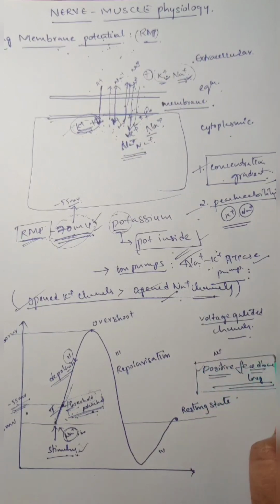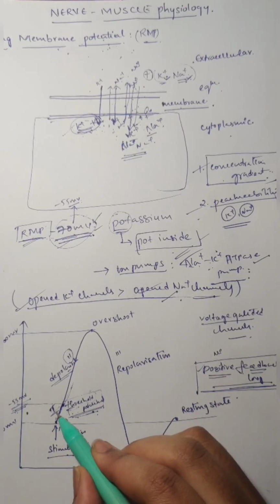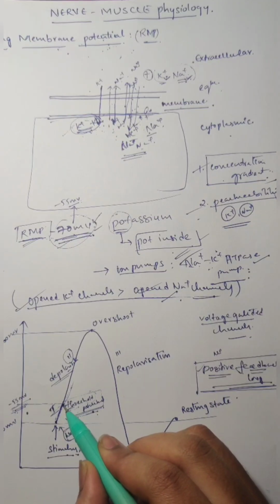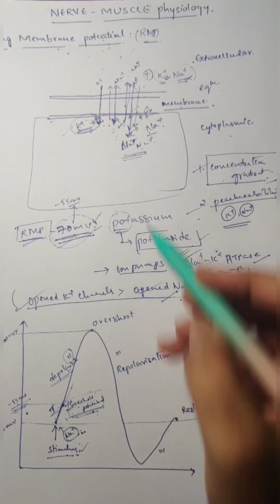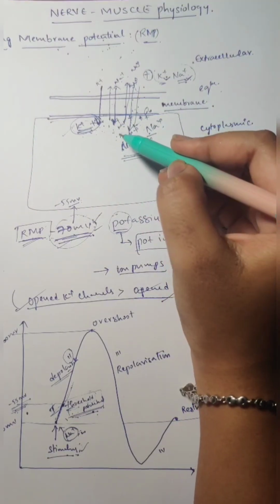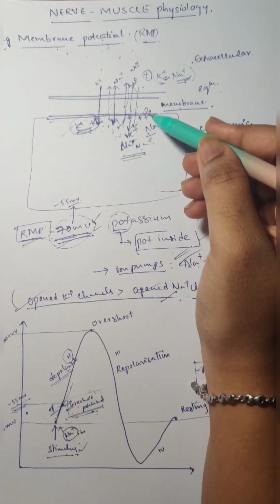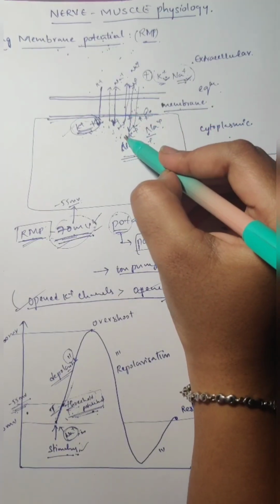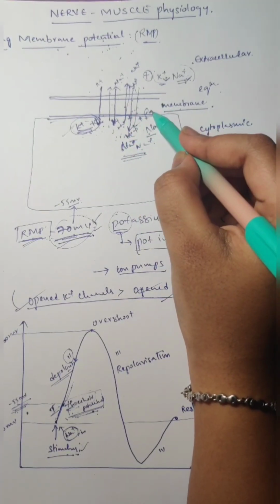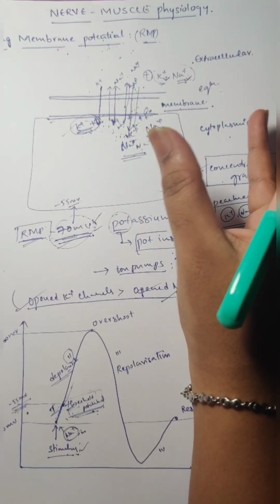Because of a phenomenon called a positive feedback loop. What is this positive feedback loop? Whenever the neuron potential hits the threshold potential, the more sodium ions that come in means the more sodium channels it opens. So the more sodium ions coming, the more sodium channels opening. This is a positive feedback.